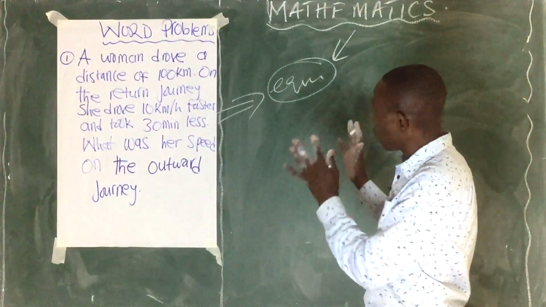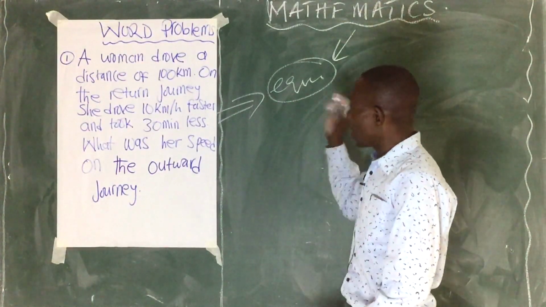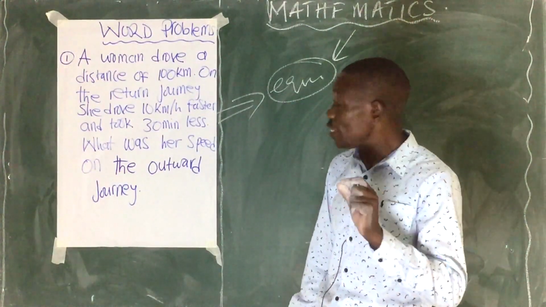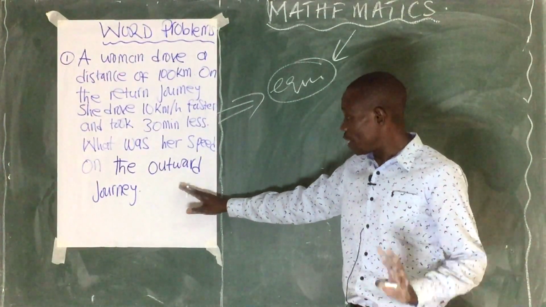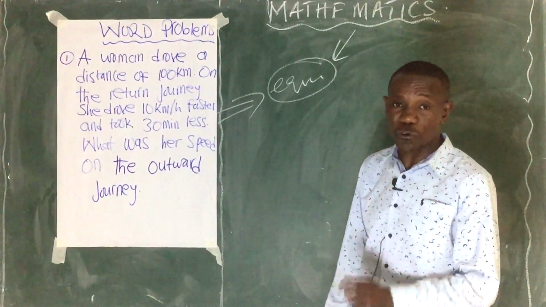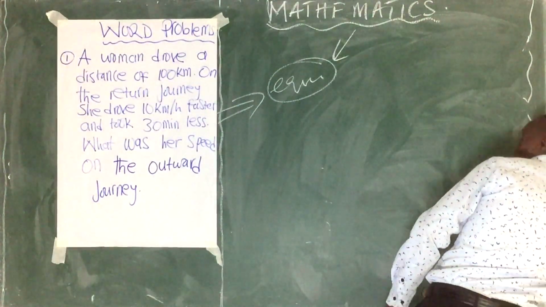So whatever we do here, we're going to involve those three quantities. We have to come up with the equation that is really appropriate and that can take us to the value of the variable, in this case the speed on the outward journey.